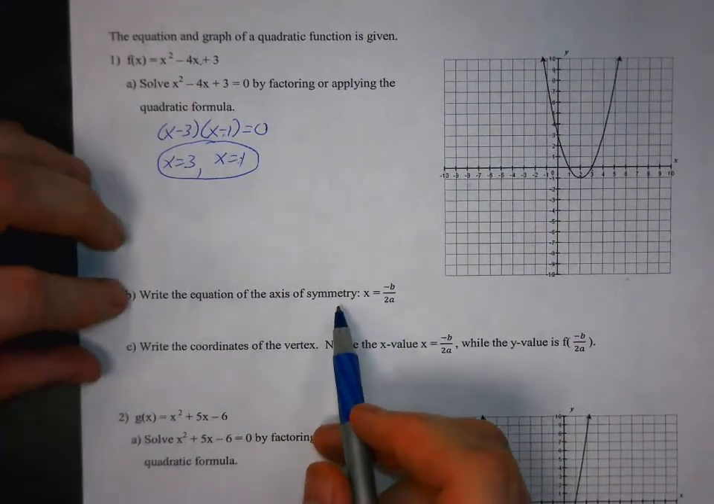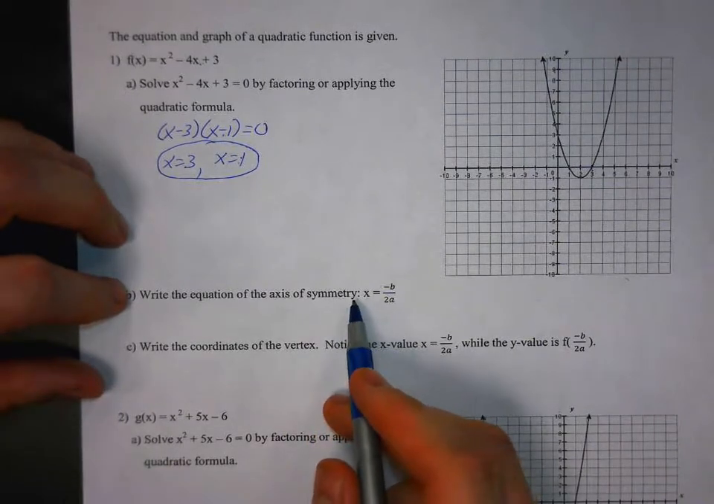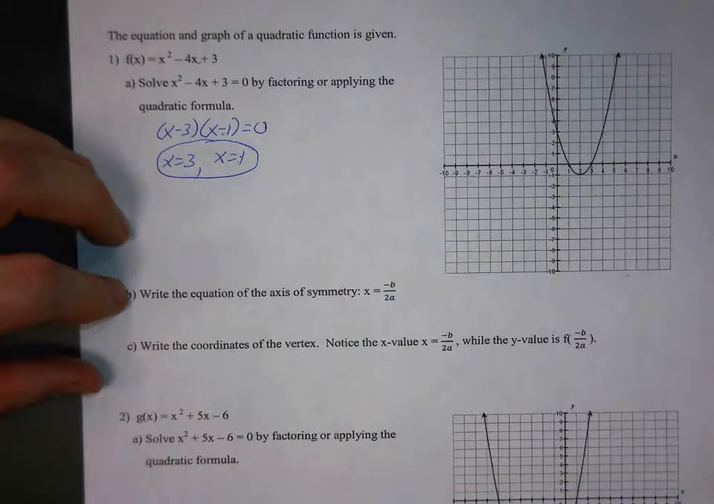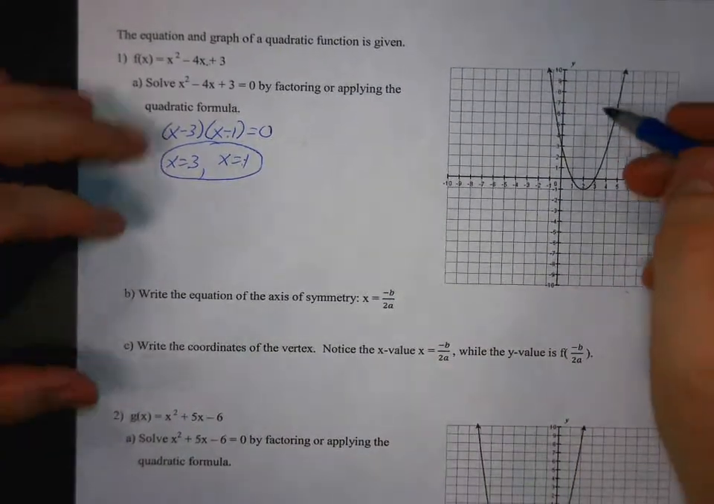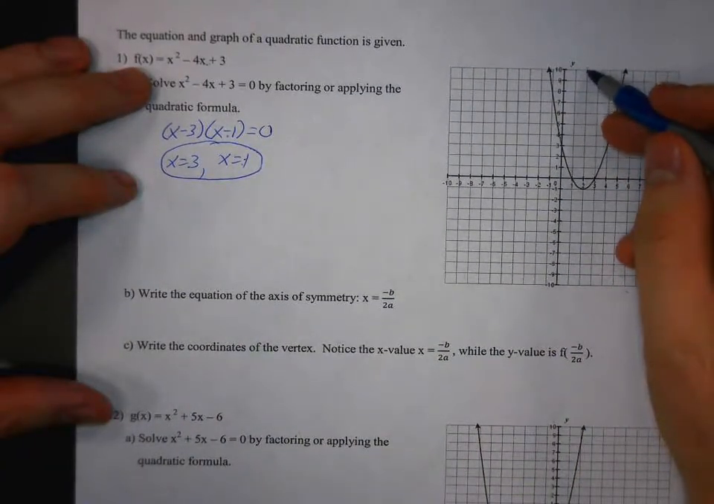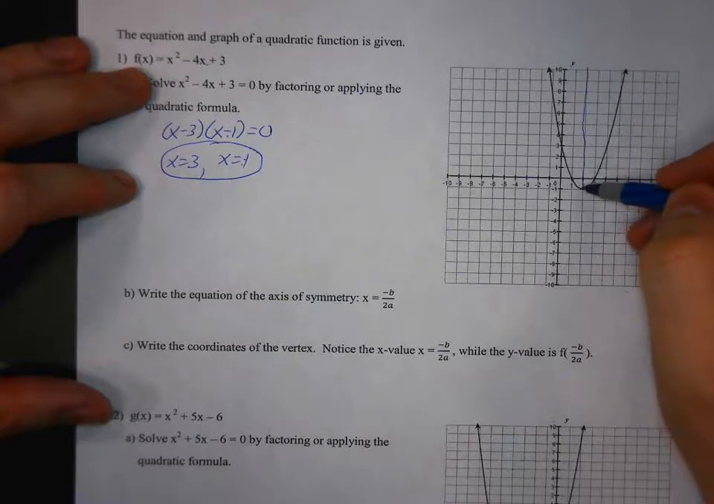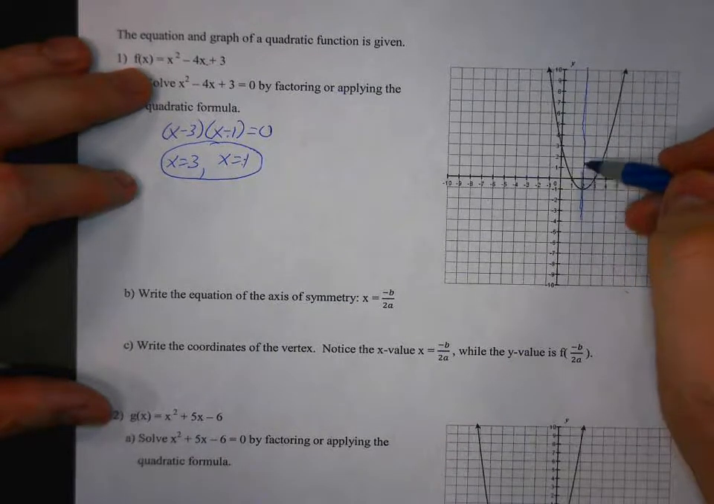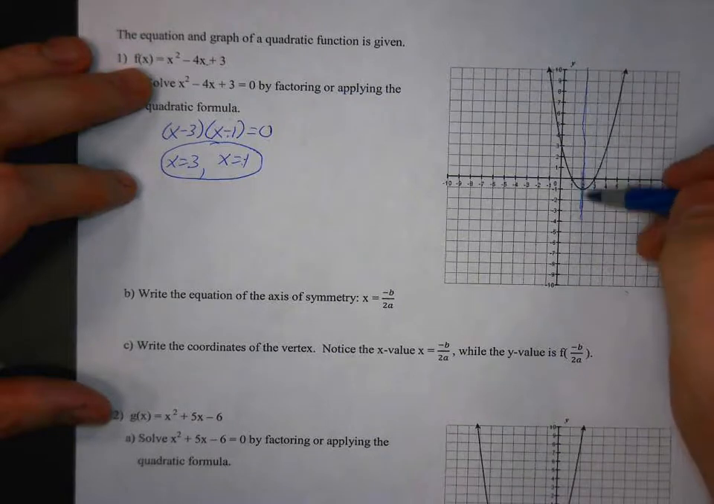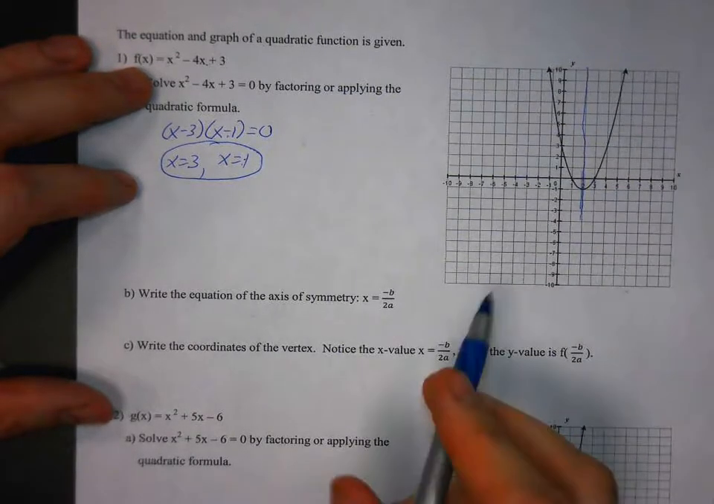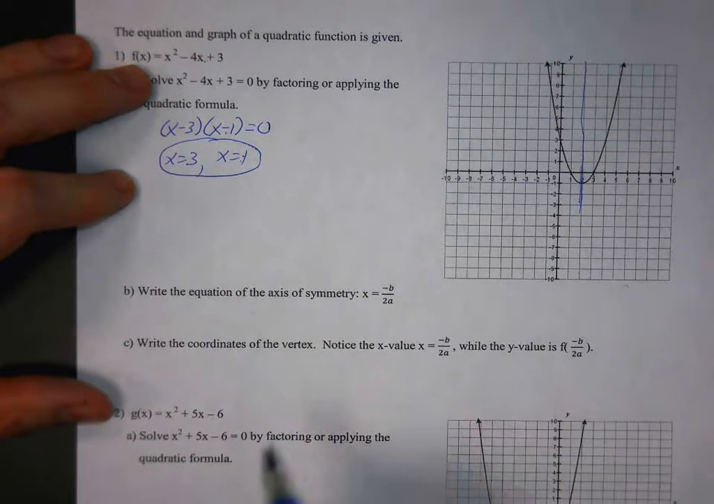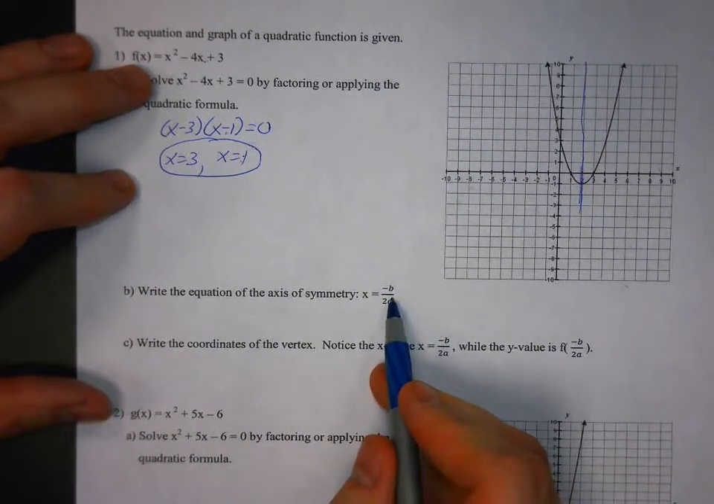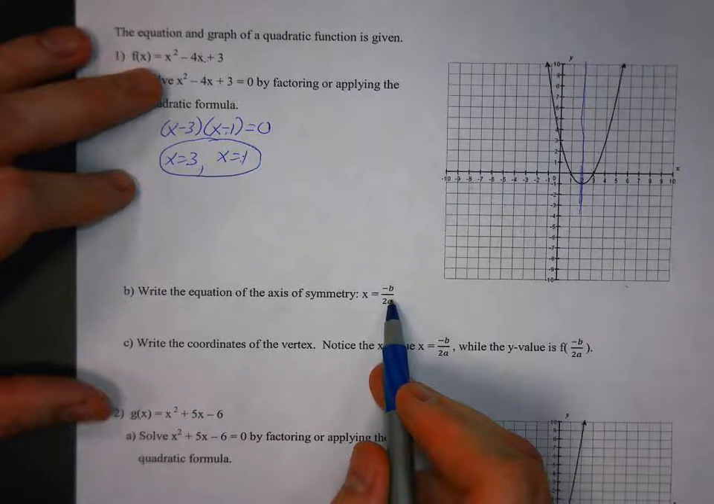Okay, part B, I want you to find the equation for the axis of symmetry. Now what we're going to transition into is, rather than just look at it on the graph and say we can see that the line that cuts the parabola in half looks like it should be x equals 2, rather than going to a graph and looking at that, we can also look at x equals negative b over 2a. Now you might recognize x equals negative b over 2a as part of the quadratic formula.